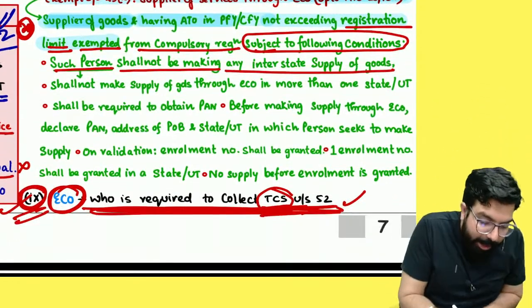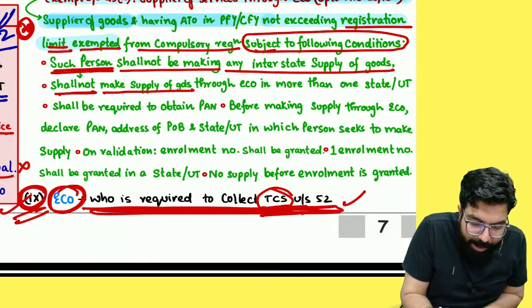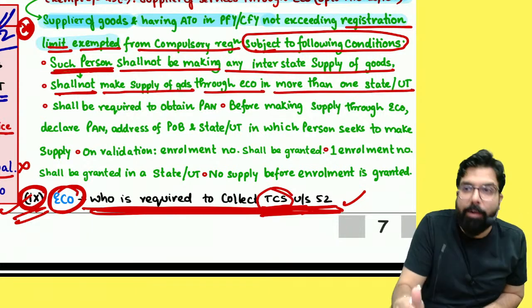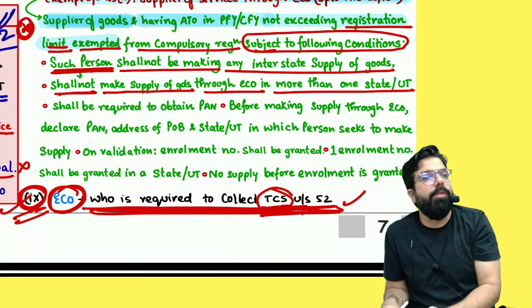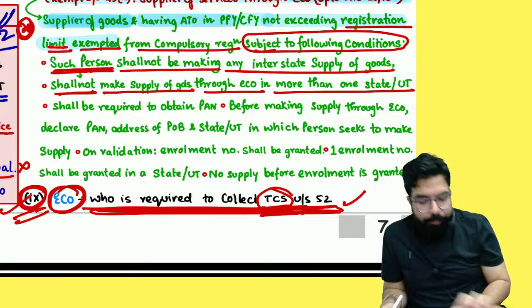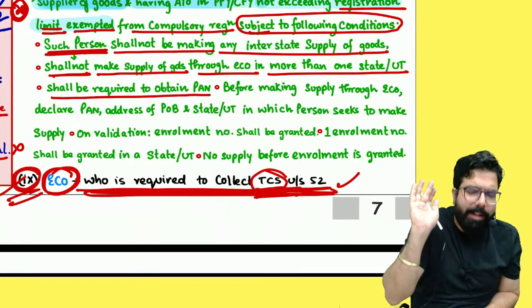Next. Such person shall not make supply of goods through e-commerce in more than one state. What if I am selling in more than one state? I am there in Karnataka also, I am there in Delhi also. Compulsory. Next. Such person is required to obtain PAN. Okay, fine, I will take the PAN number.